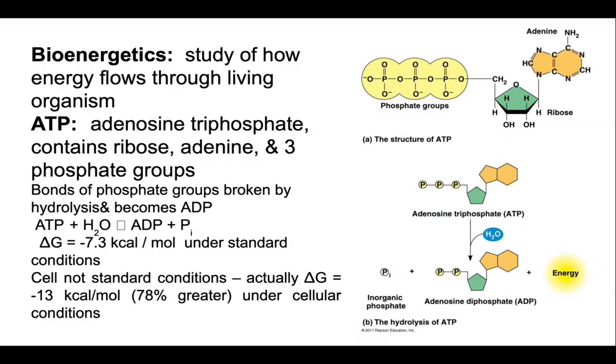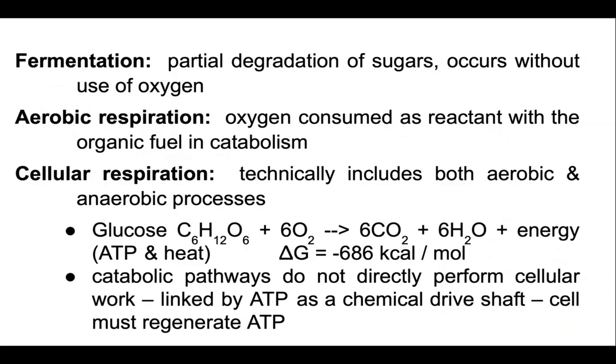So the delta G is just talking about the amount of work that's available. When you see a negative number like that with delta G, it means it's a spontaneous reaction. So for our cells, they're not actually standard conditions. It's a little bit different conditions inside the cell. It's actually going to give you 13 kilocalories per mole. So this reaction is 78% greater under cellular conditions.